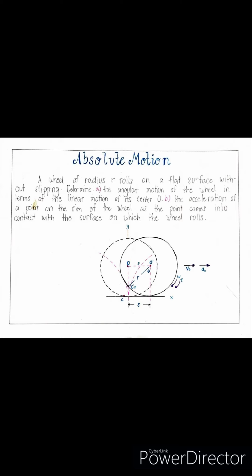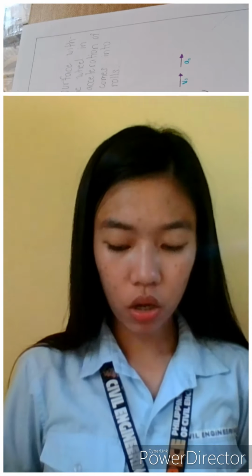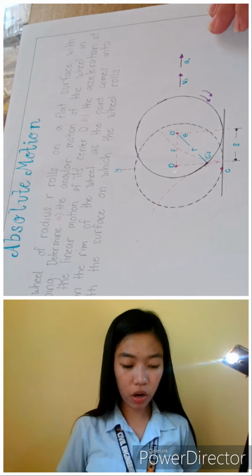A wheel of radius r rolls on a flat surface without slipping. Determine: A, the angular motion of the wheel in terms of the linear motion of its center O. B, the acceleration of a point on the rim of the wheel as the point comes into contact with the surface on which the wheel rolls. So this is the figure for our problem.